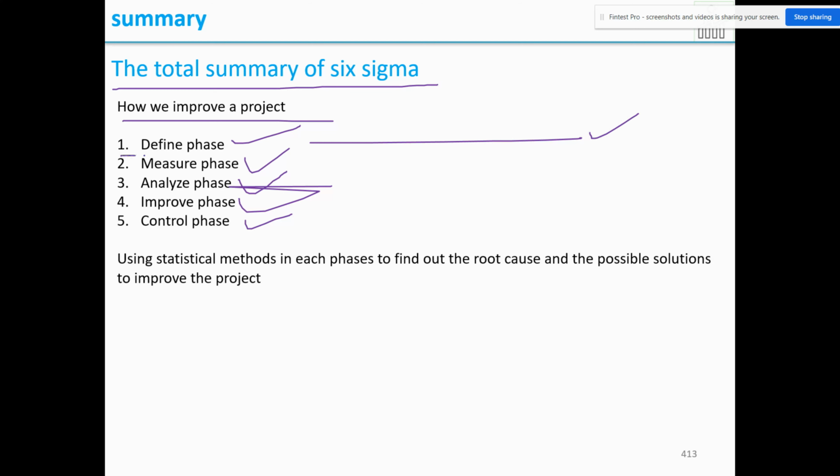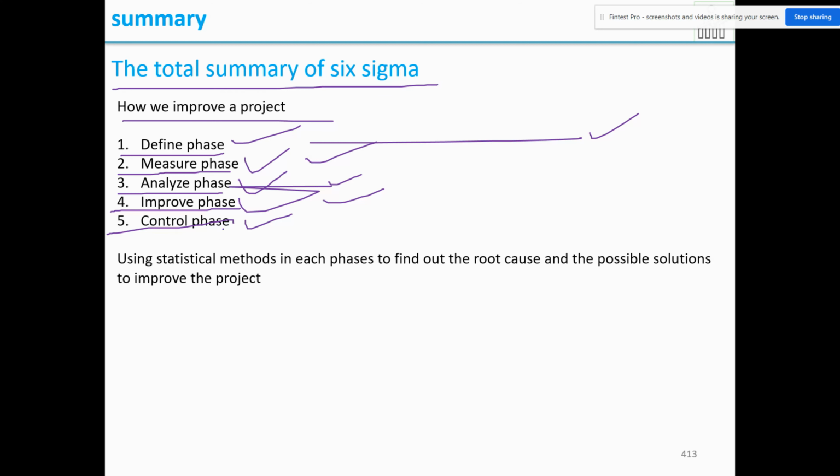Then in the measure phase, you measure all the parameters relevant to the problem, the product characteristics and the process characteristics, then have a summary of data. Then in the analyze phase, using all the quality tools, we analyze the data and get a clue where the root cause is. After finding the root cause, we improve it by giving a number of solutions towards the root cause, and then we control the root cause by mistake proofing or updating the work instruction.